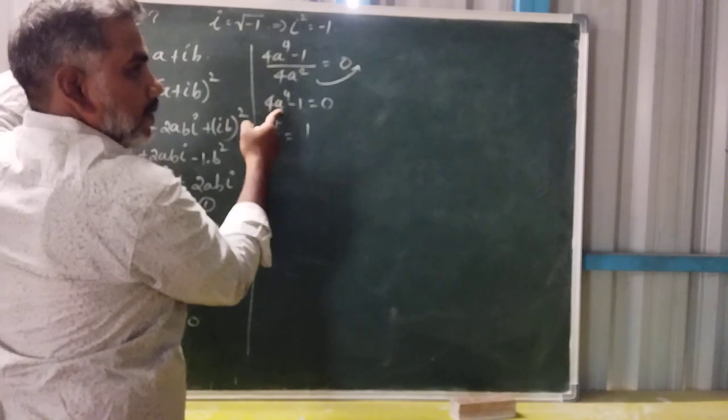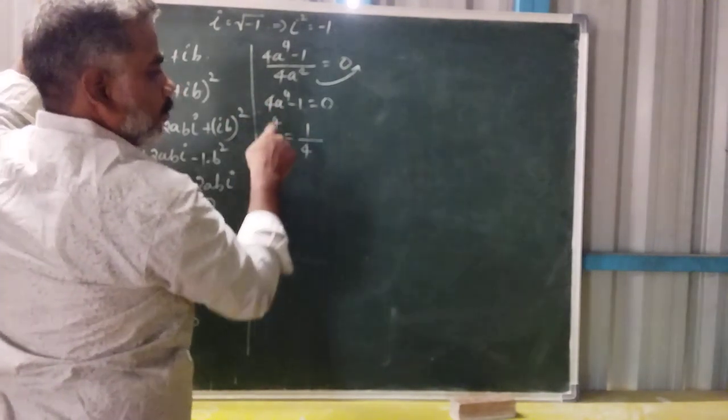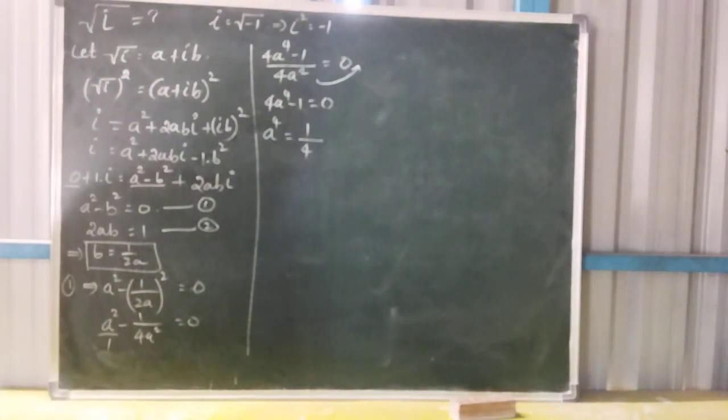So that is the multiplication. So I am just bringing it to the denominator. So a power 4 is equal to 1 by 4. Clear? But what I need is a. How can we get a? So இப்போ இதே a square நம்ம என்ன பண்ணுவோம், square root எடுப்போம் இல்லையா?